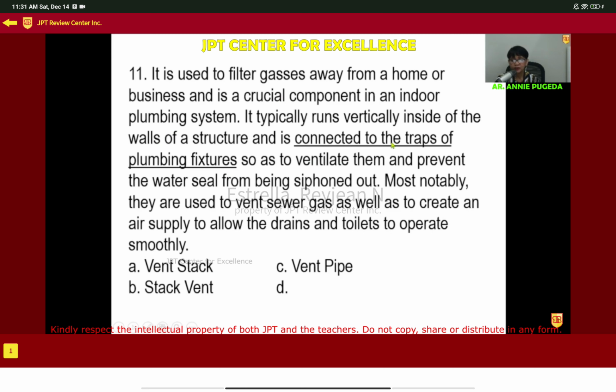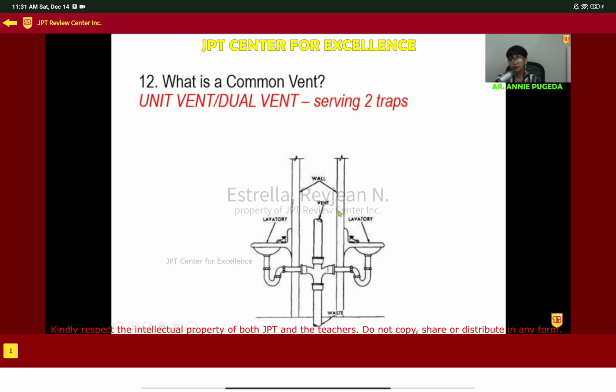Okay, nilagyan ko ulit ng highlight. Connected to the traps of plumbing fixtures. Bawat fixture mayroong vent, di ba? For every fixture, there should be individual venting. Venting is the pipe. Ayun na po yan. Vent pipe. Okay, next. Common vent, serving two traps. So, back to back. That's a common vent, also known as unit vent or dual vent.